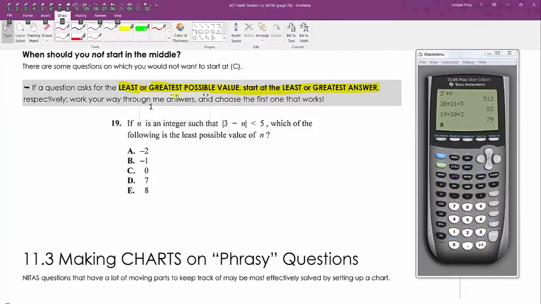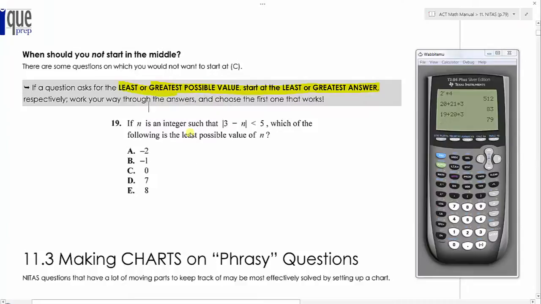In a case that asks you for the least or greatest possible value, you actually want to start with the least or greatest answer choice. And the reason for that, we'll see on number 19. So let's read this one all the way through. If n is an integer such that absolute value 3 minus n is less than 5, which of the following is... they're asking us for the least possible value of n.